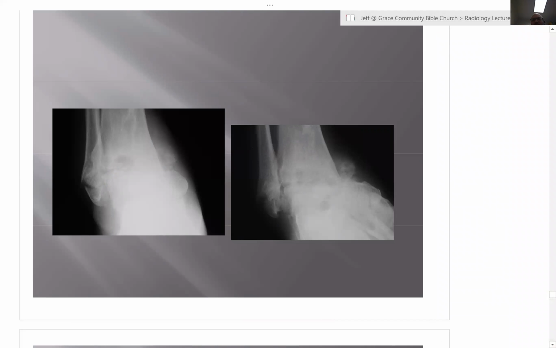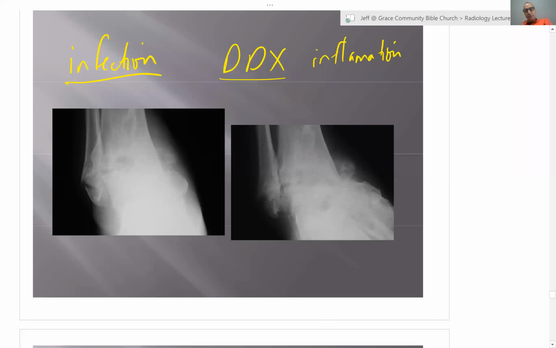So what are some of your thoughts? I mean, everyone sees it. So let's go to a DDX here. What are some of your thoughts for this horrific looking ankle? Just start throwing them out there. Infection. Right. Excellent. Then obviously some inflammatory arthropathy. Yep. Okay. Inflammation. And then just DJD. Right. And DJD, that's pretty bad. That's DJD with a vengeance.